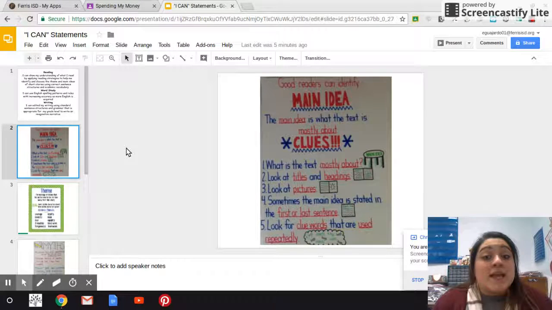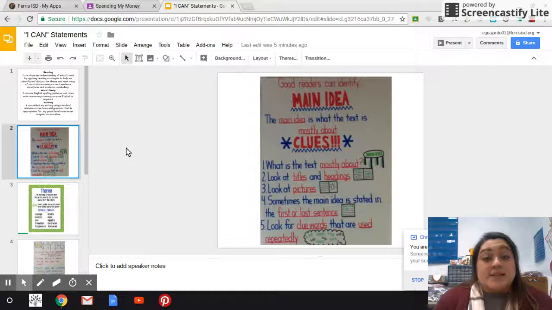4, sometimes the main idea is stated in the first or the last sentence. But I would suggest checking the first sentence and then the last sentence. If it's paragraphs, check the first paragraph and the last paragraph. They're definitely going to be in there, stated somewhere. That's when you're going to use your reading strategies to highlight. 5, look for clues that are used repeatedly. If you see words that are popping up left and right, get a notebook or your writing journal, jot them down, and make a list of things that you hear over and over again.